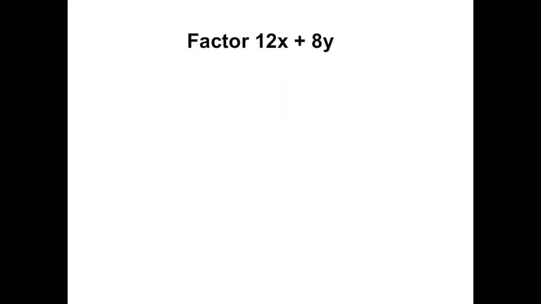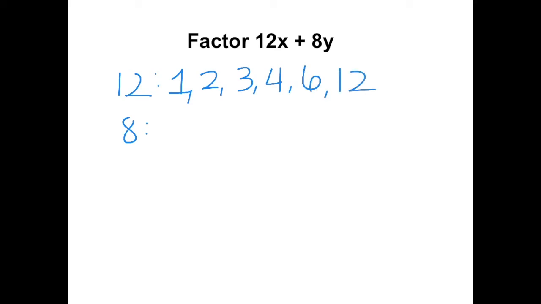Factor 12x plus 8y. So first we need to find the greatest common factor between 12 and 8. So 12 can be divided by 1, 2, 3, 4, 6, and 12. 8 can be divided by 1, 2, 4, and 8. So their greatest common factor is 4.